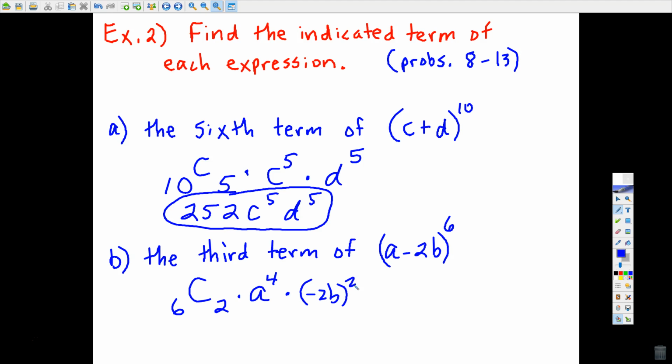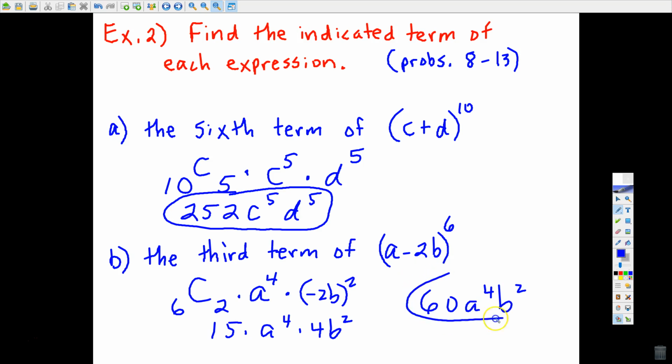What you got, Riley? 15. A to the 4th. And this becomes positive 4B squared. Put it all together and we have 60 A to the 4th B squared. Questions on how to find a particular term? Okay, everybody good?